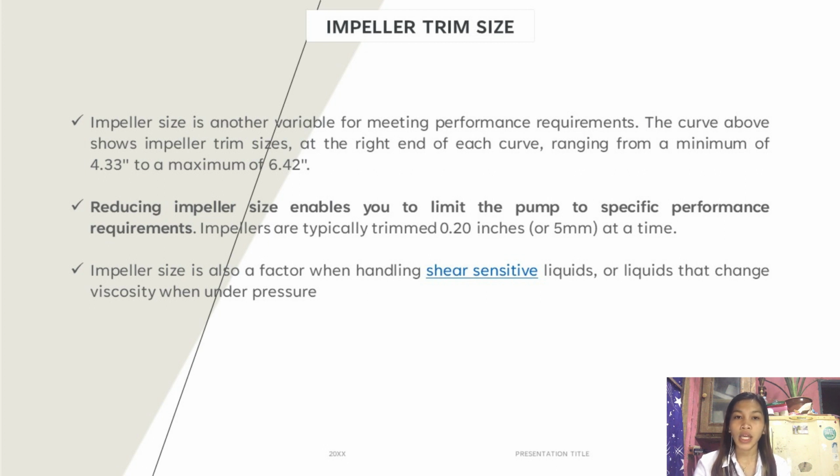Reducing impeller size enables you to limit the pump to specific performance requirements. The curve shows maximum pump performance with a full trim impeller, minimum pump performance with a minimum trim impeller, and the performance delivered by the designed trim impeller, or the impeller trim closest to the design condition. Impellers are typically trimmed 0.20 inches or 5 millimeters at a time. Impeller size is also a factor when handling shear-sensitive liquids or liquids that change viscosity when under pressure.